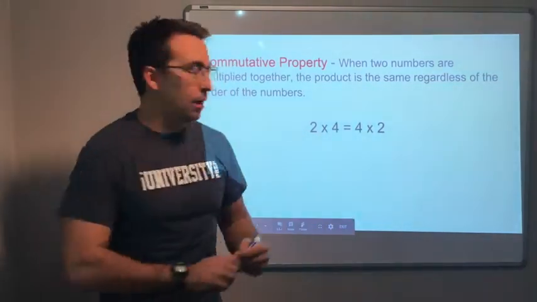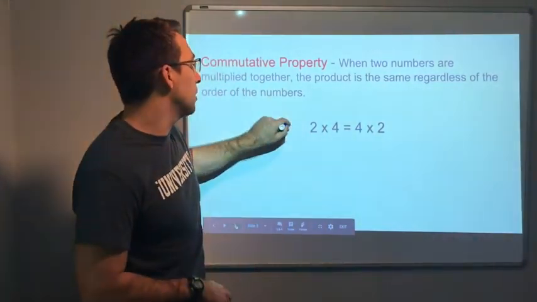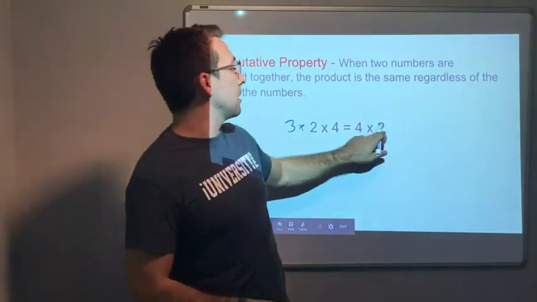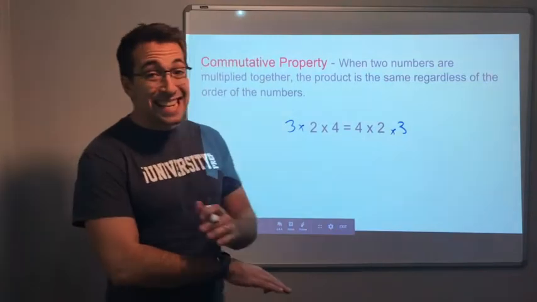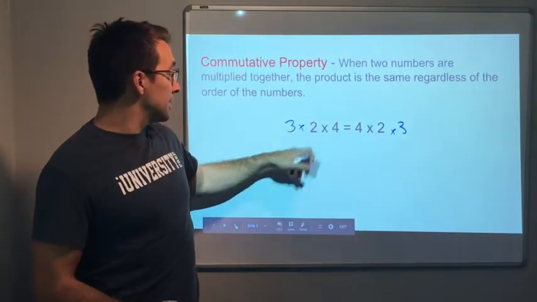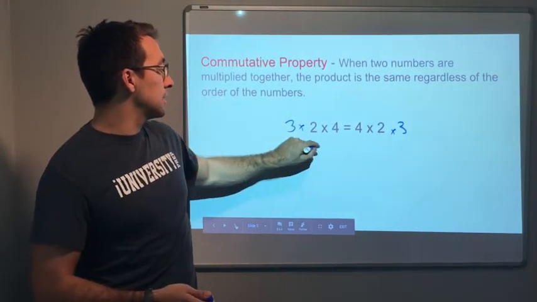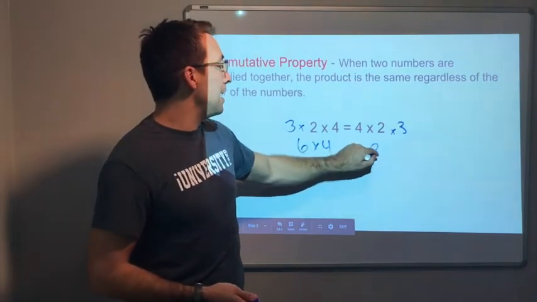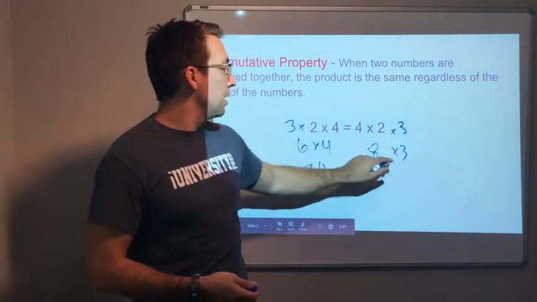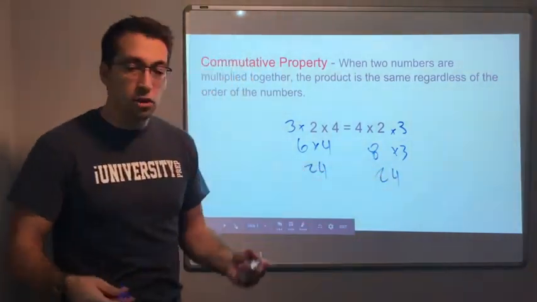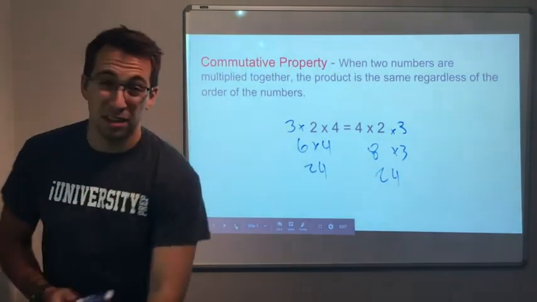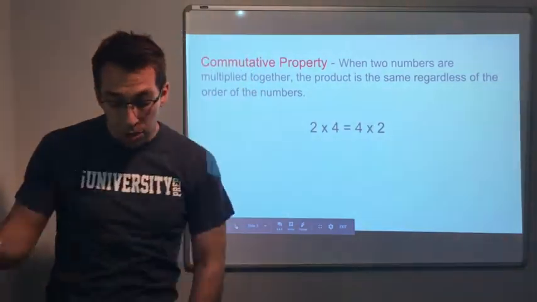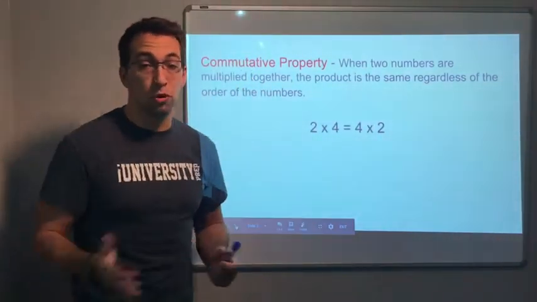multiply numbers, right? And if we have an extra 3 here, 3 times 2 times 4, it's the same thing as 4 times 2 times 3. It doesn't matter. That's 6 times 4, okay? That's 24. And then you have 8 times 3 is 24. So the commutative property, it doesn't matter the order in which you multiply numbers. Okay? If you're going to multiply factors, multiply them. It's fine.